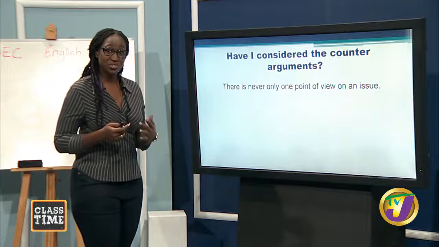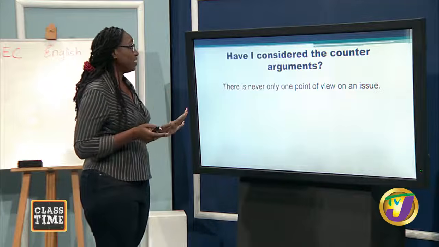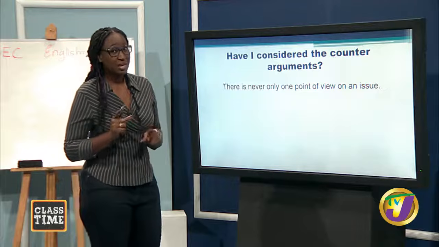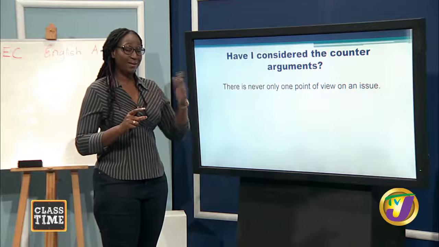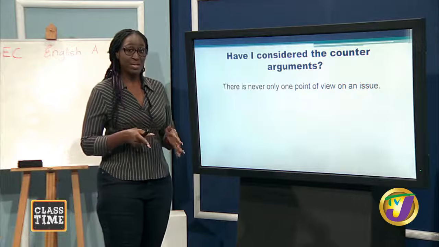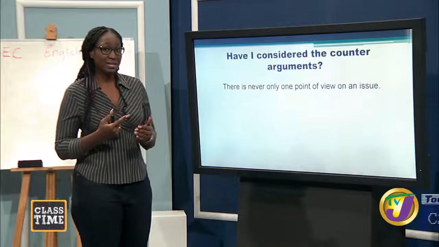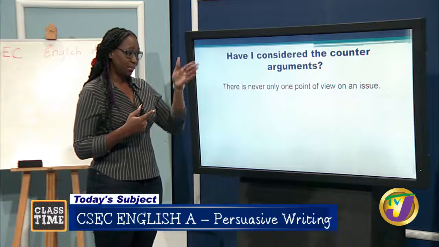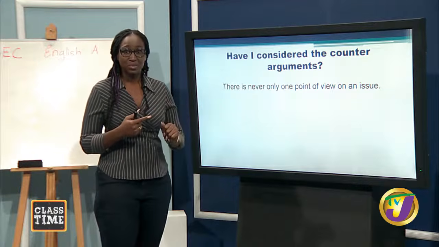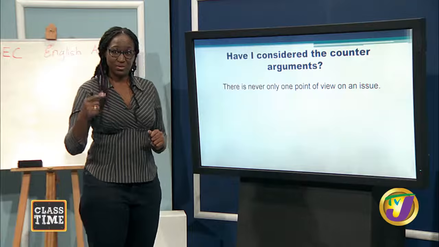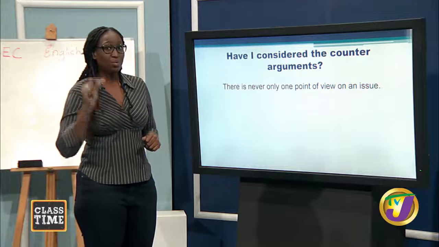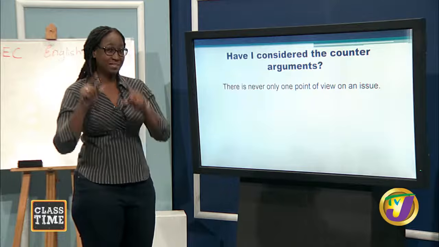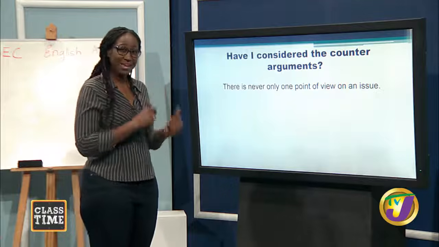Your next question that you need to ask, have I considered the counter arguments? These are the things that would go against the stance you have chosen, and you have to consider that. And again, you consider that because if I believe A, B, and C, and somebody else believes X, Y, and Z, I need to know why they believe this. I need to know how I can address the fact that they believe that instead of what I believe.